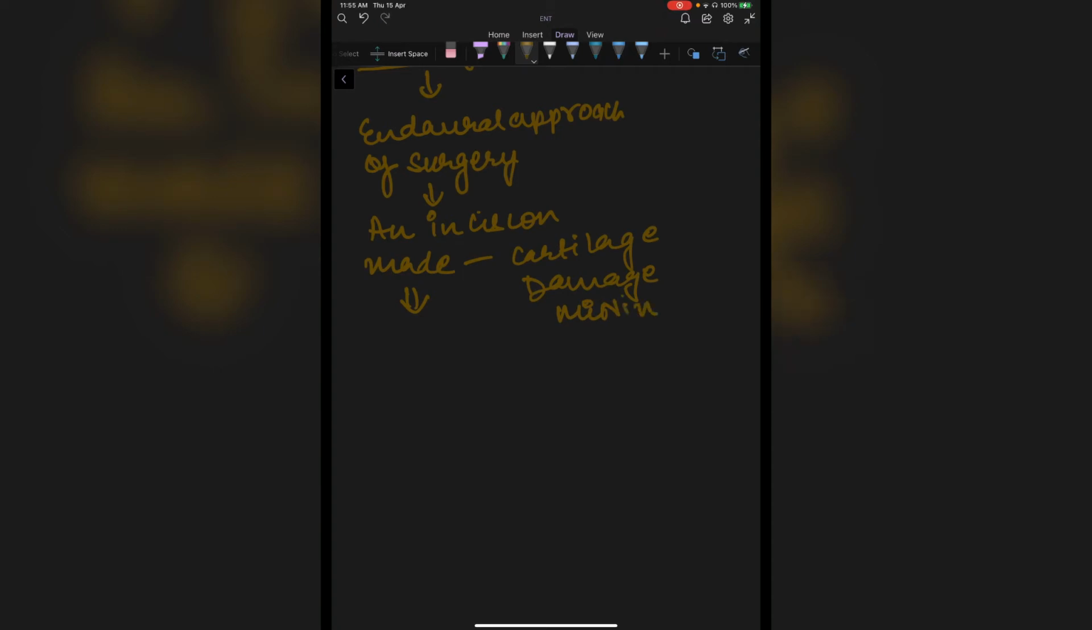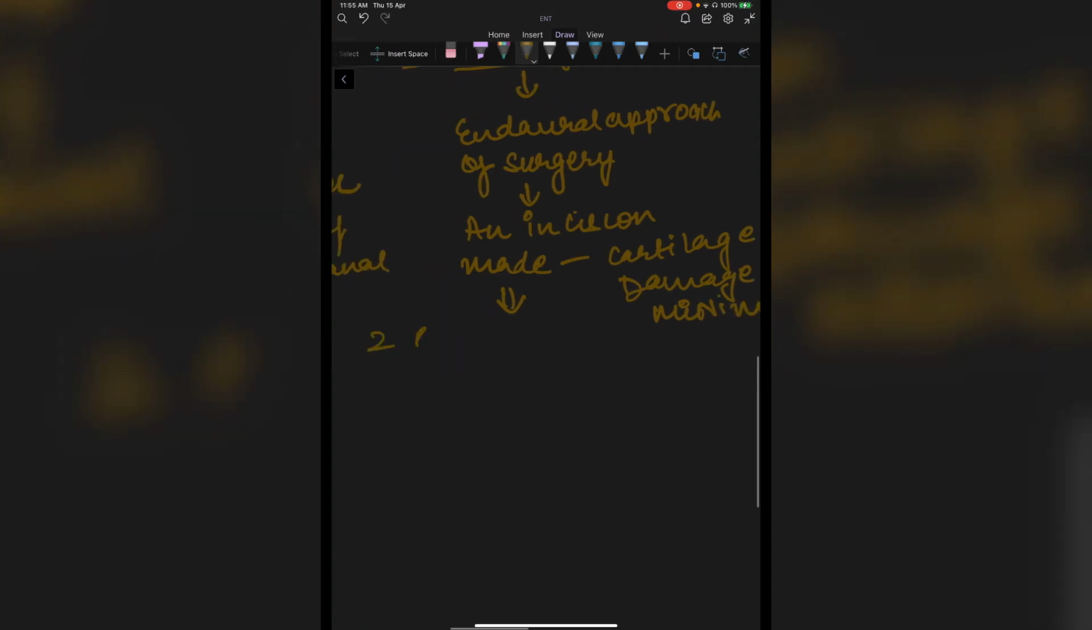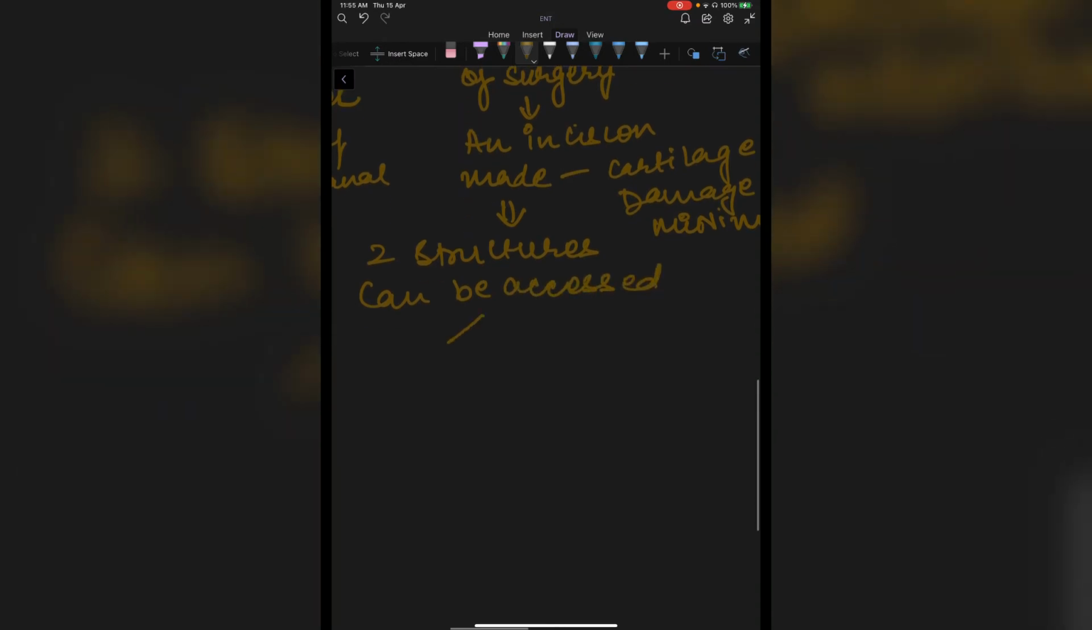So what all structures can be accessed? Two structures can be accessed. One is your mastoid air cells.